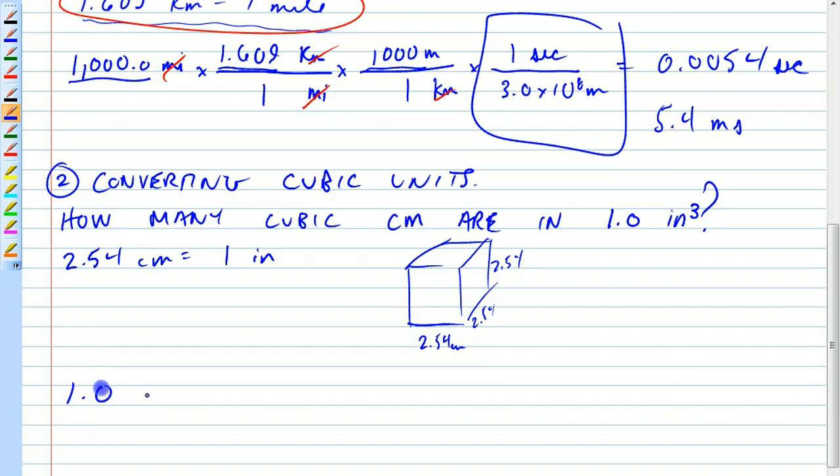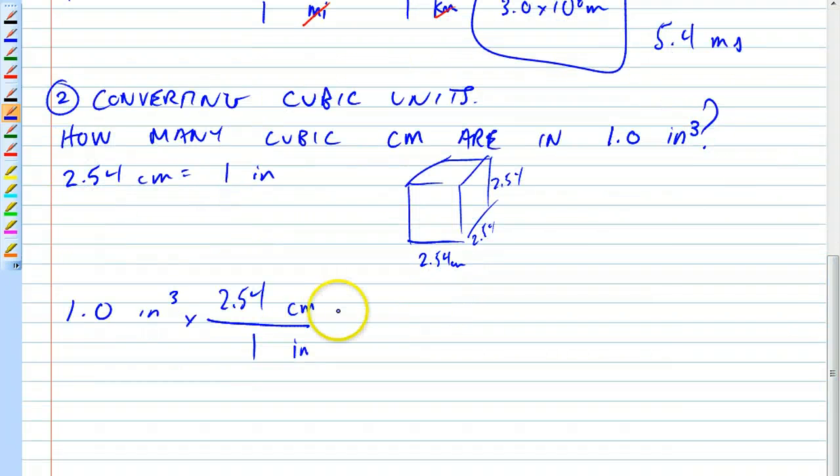So here's what you do. You start with 1.0 cubic inches. Now this is how it's going to work every time you're dealing with cubic units. Chances are you don't know the cubic conversion. So in other words, I don't know how many cubic centimeters are in a cubic inch, right? But I'm given 2.54 centimeters equals 1 inch. So here's what you do. You write the linear conversion. Like that. All right? Now you can do it two ways. You can either write the linear version 3 times.